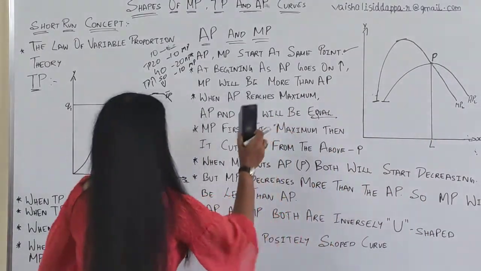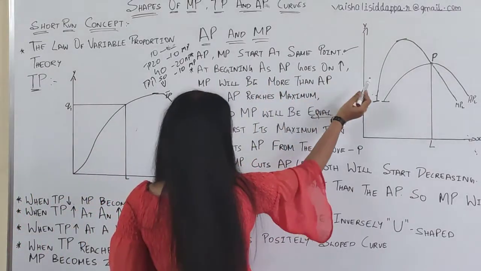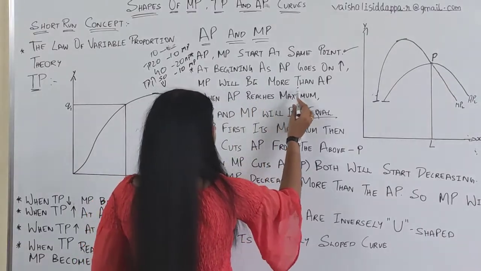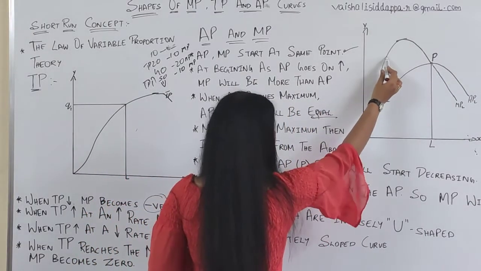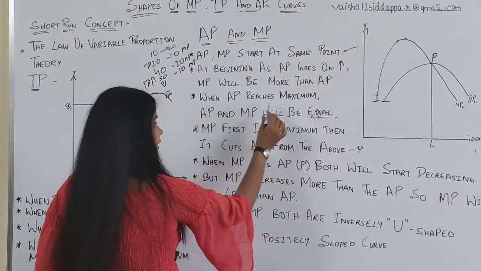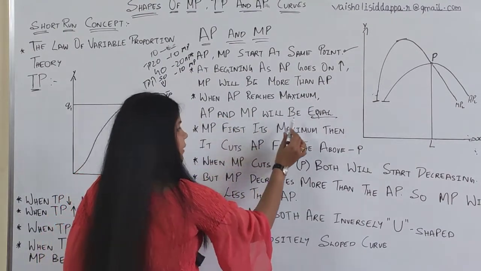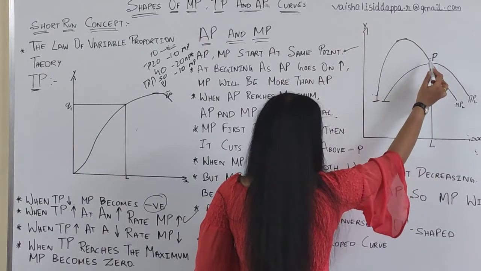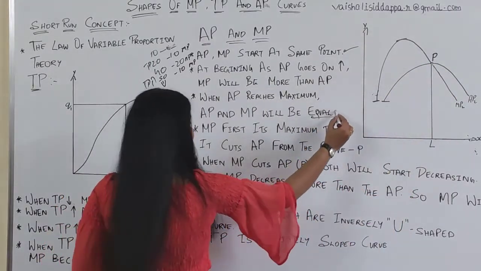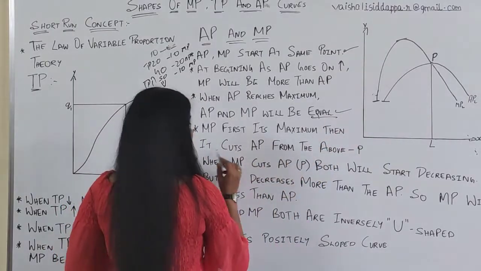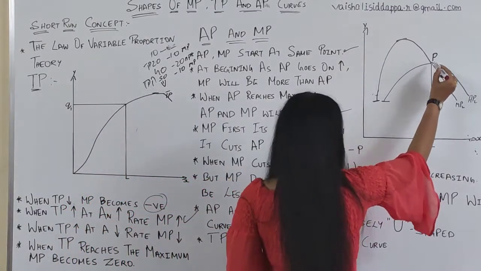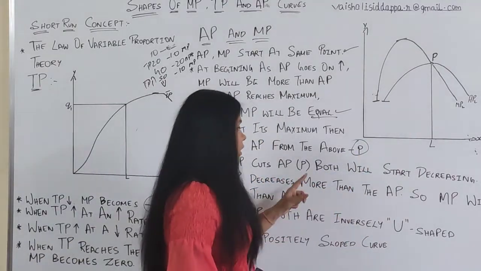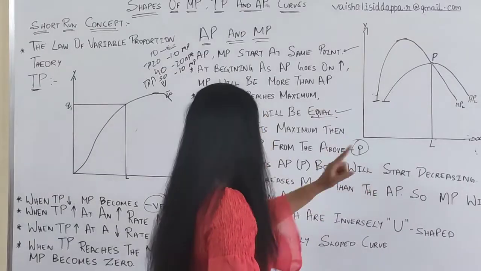So, just go with this. AP and MP start at the same point. As I said, at the beginning, MP will be more than AP. When AP reaches its maximum, AP and MP will be equal. MP first reaches its maximum, then it cuts the AP from above. This point is called P. Then, when MP cuts AP, both will start decreasing.